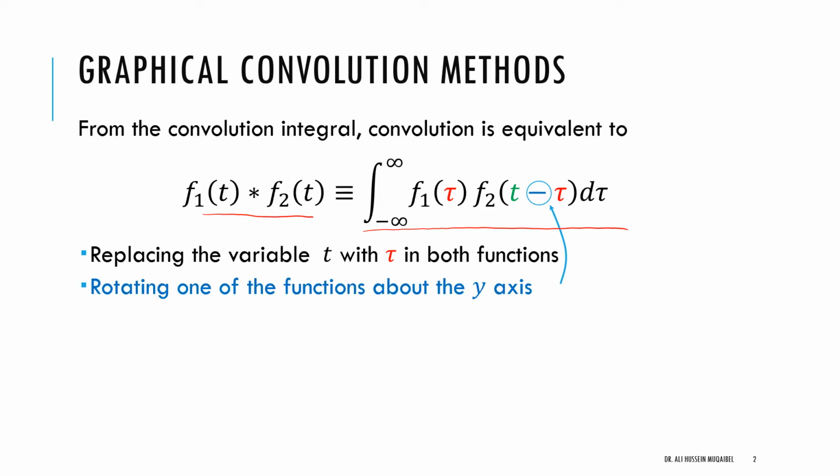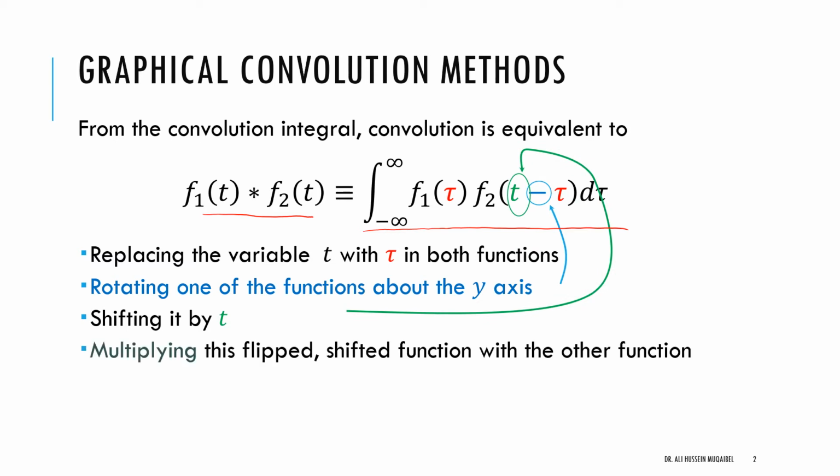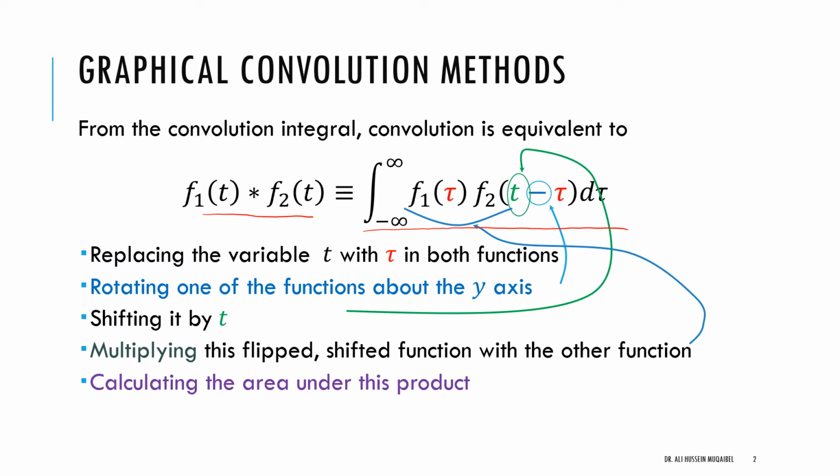Second, after we flip the signal, we can shift the signal that we have flipped by a time variable t. Then after we flip and shift, we multiply the two signals as in the integral. And finally, we find the area under these two products. We find the integration of these two products. So in principle, there are four operations: flip, shift, multiply, and integrate.